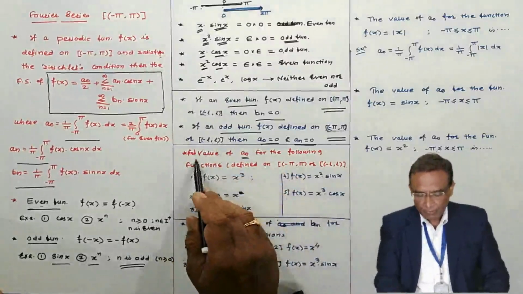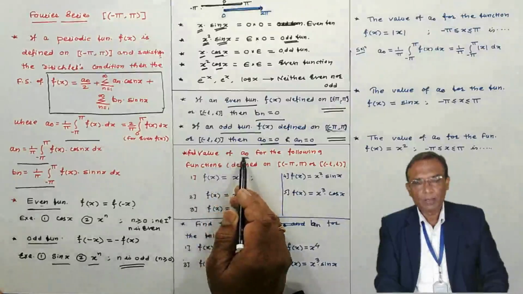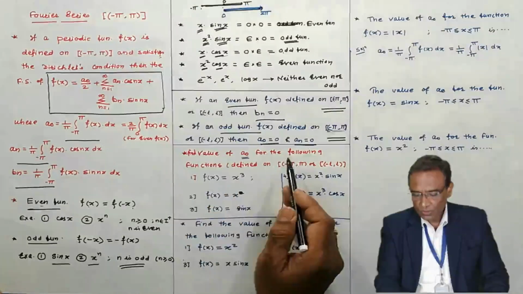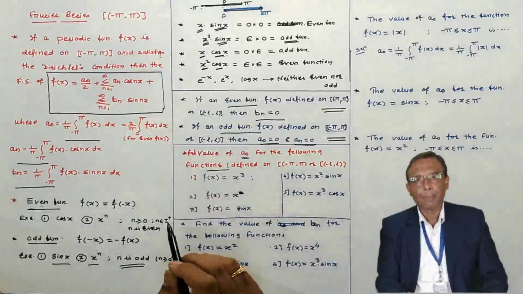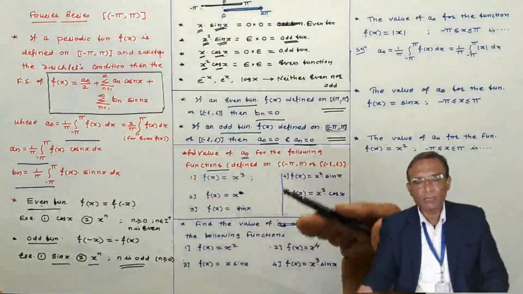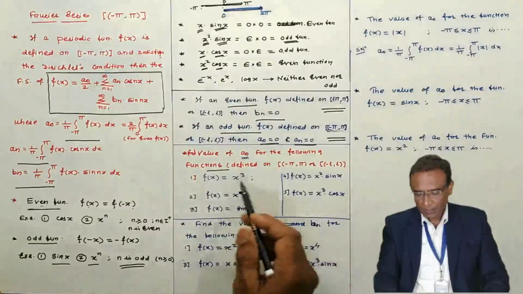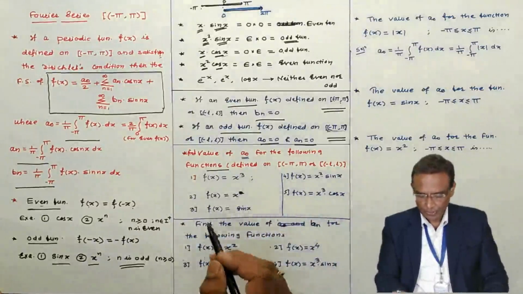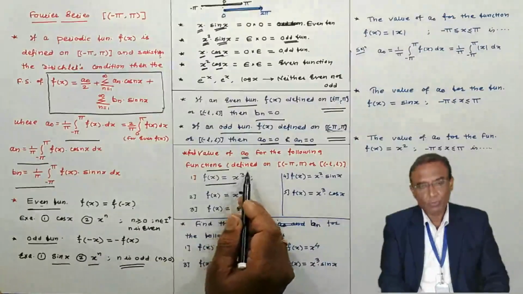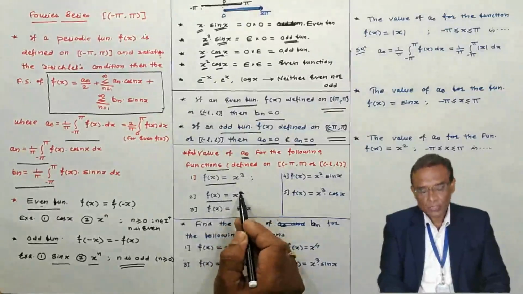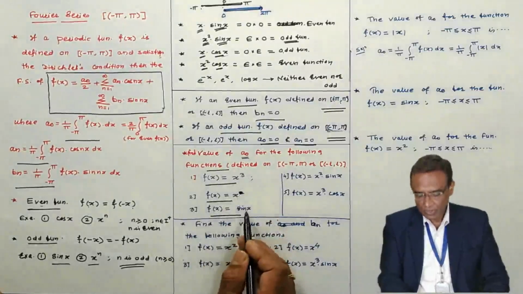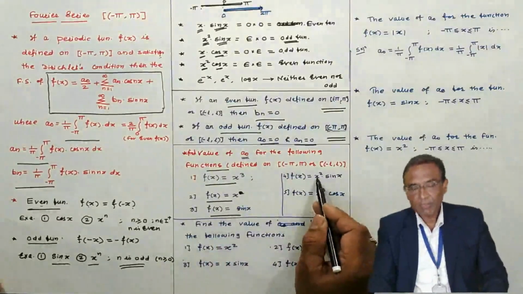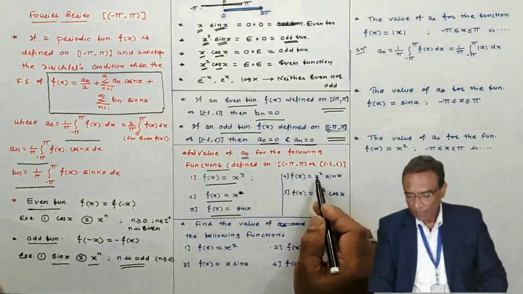Very quickly, find the value of A0. In the examination, the value of A0 will be asked. Find the value of A0 for the following functions. In order to save time, I have not written it in the standard format of MCQ. But if we discuss like this, in minimum time you will get the answer. See, this function is odd, x to the power 3. This function is odd, x to the power 1. This sine function is what? Odd function again.